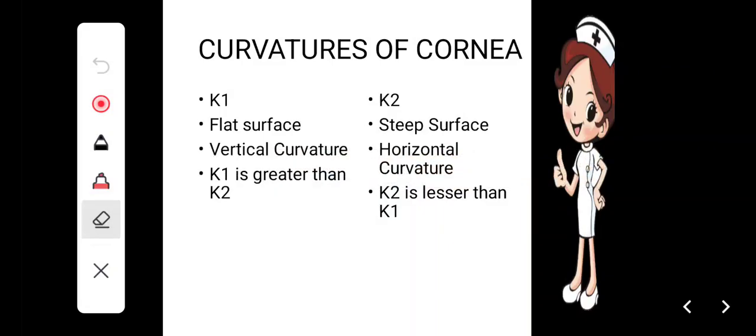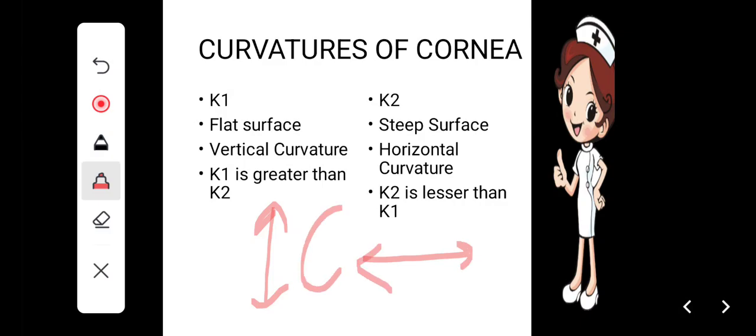Curvatures of the cornea. Now each cornea has two curvatures. First one is K1, which is the vertical curvature of the cornea. Vertical means this curvature and horizontal means this curvature, because the cornea is circular in shape. Okay, so K1 is a flat surface, a vertical curvature, and K1 is always greater than K2. Next curvature is K2, which is always a steep surface and a horizontal curvature, and its value is always less than K1.